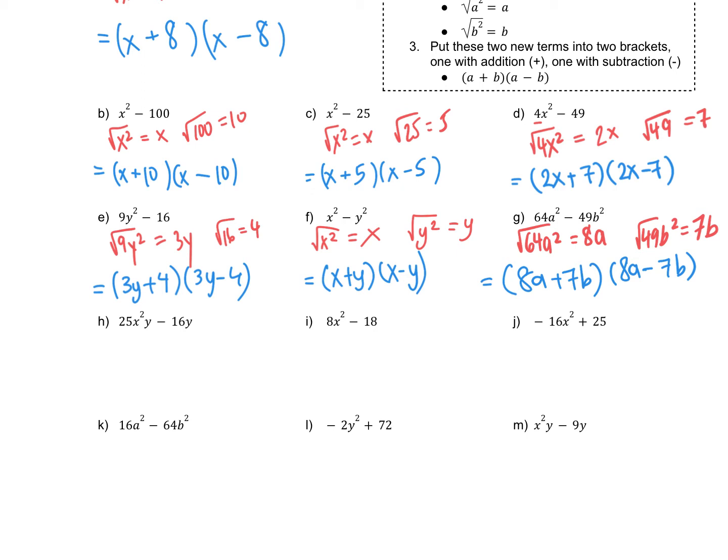But they do both have a y in common, which means we have to do a GCF of y first. So I'm going to divide both terms by y, and I'm going to write it out. And then that just means the y's cancel out, so I'm left with 25x squared. The y's cancel out, so I'm left with 16. Now, if I look in my brackets, now I have a difference of squares.